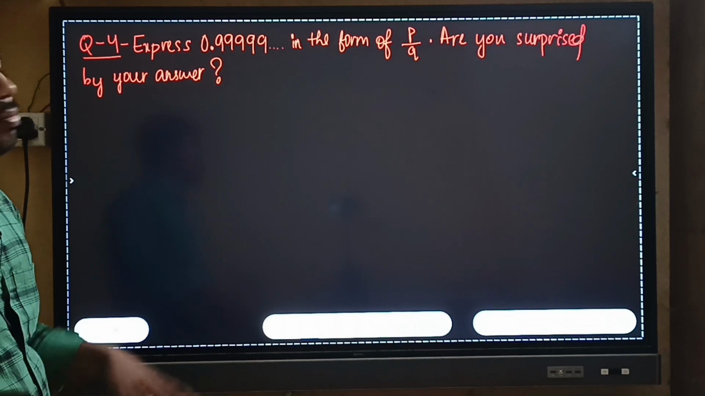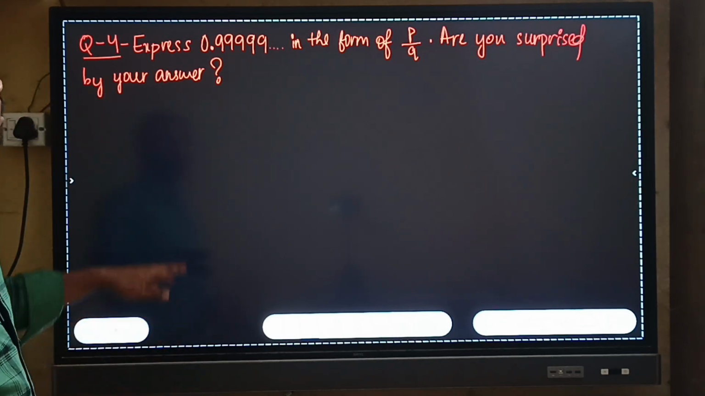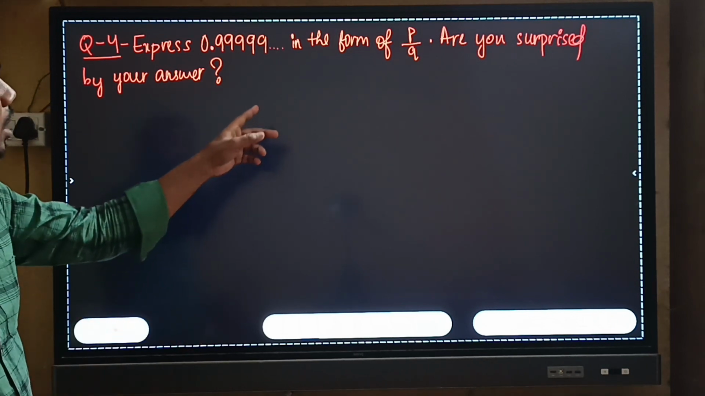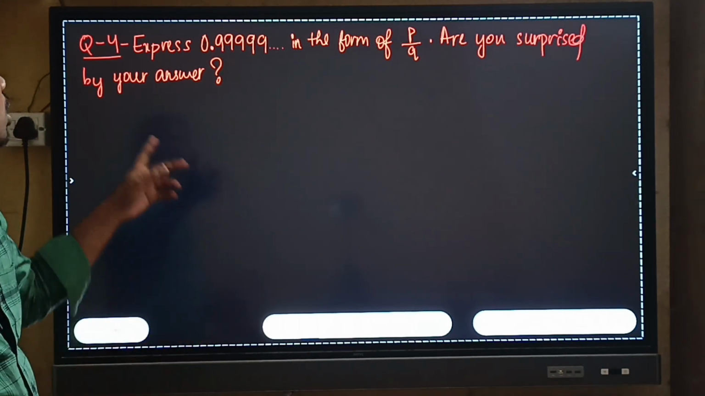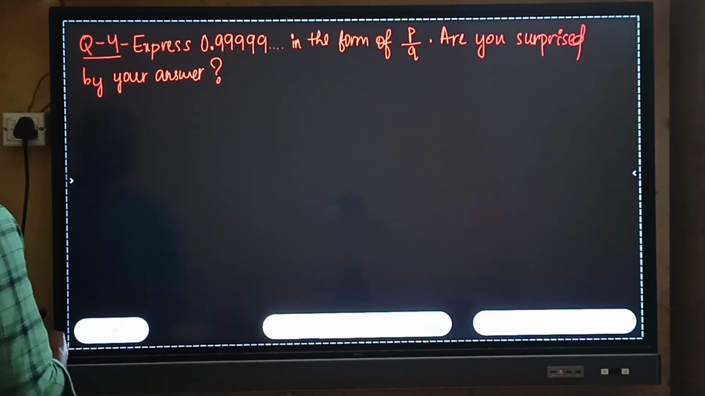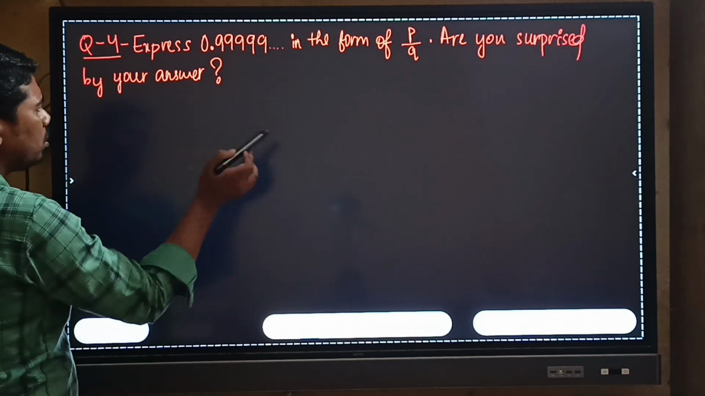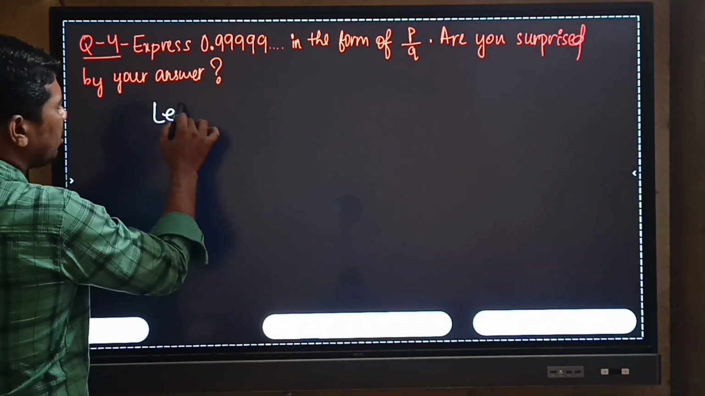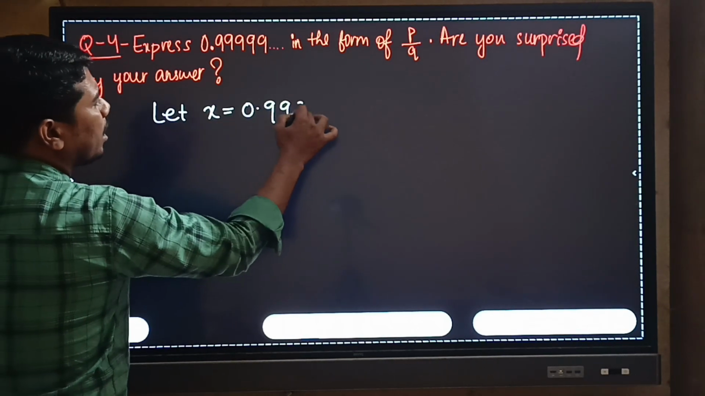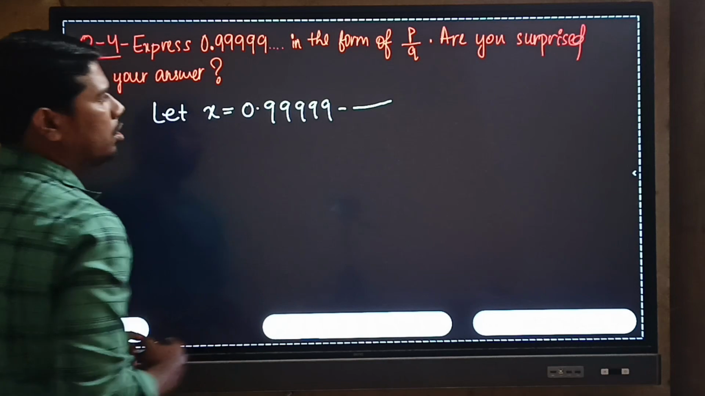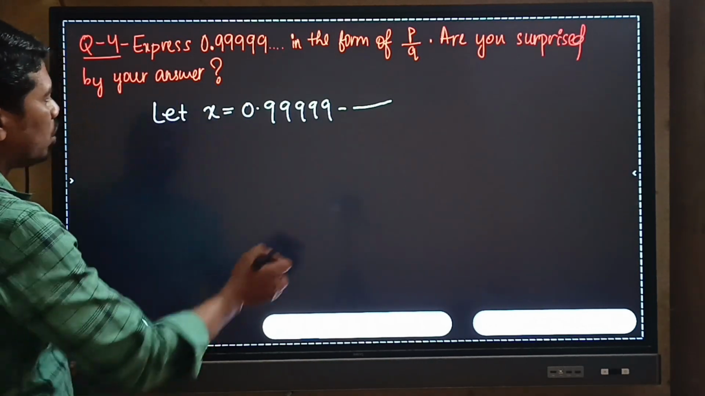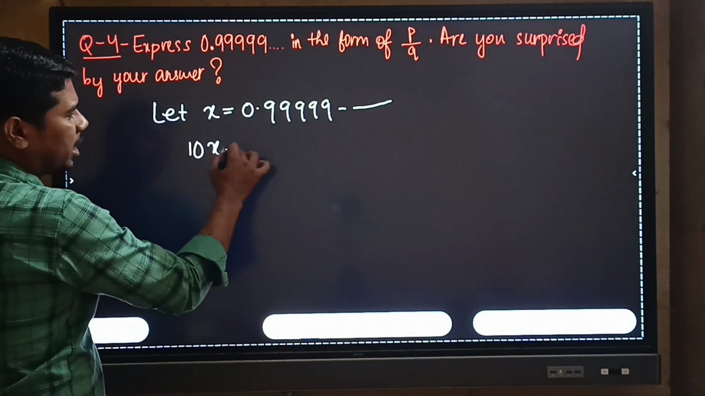Question number 4, the same exercise 1.3. Express 0.99999 up to dot in the form of p by q. Are you surprised by your answer? Yes. Just see, 0.99999 in the form of p by q. Tell me, if we take x equal to 0.99999 dot, then how do we represent it in the form of p by q? So we will take after that 10x. 10x will be what?